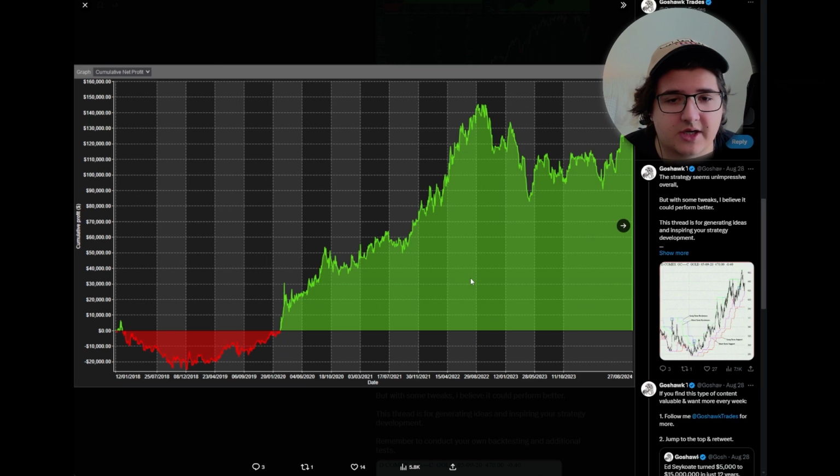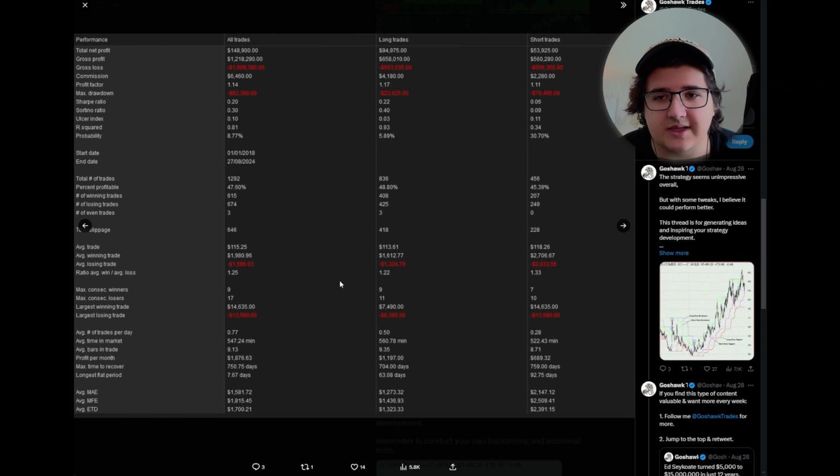Now we're actually going to try, just before that, the time frame of 60 minutes, to see if it does any better intraday. So we can see this is where I had the original screenshot of the equity curve. It performed about, I think, 150,000 from 2018. We can see here the full results.